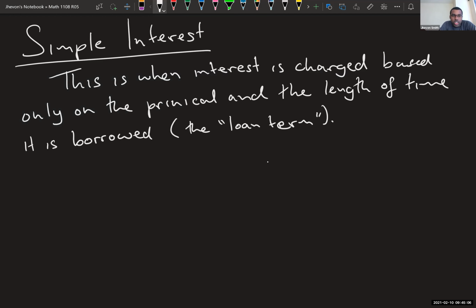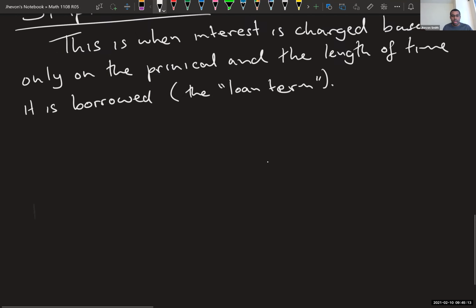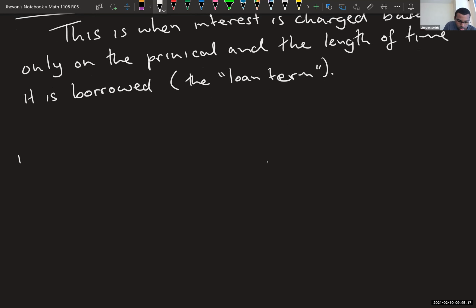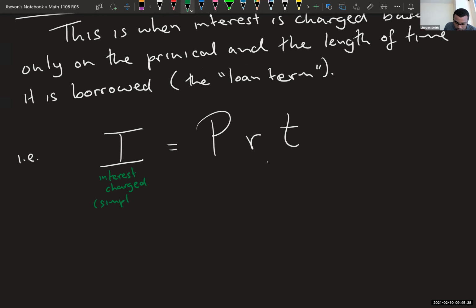I am lending you $1,000. I'm going to charge you interest, a percentage of that $1,000. And that's all I care about, right? This is called simple interest. Mathematically, this is kind of how it works. The original amount times the interest rate times the time, I = PRT. So I here stands for the interest charged, which is simple here. P is, of course, the principal. R is the interest rate, very usually APR, and T is the time.